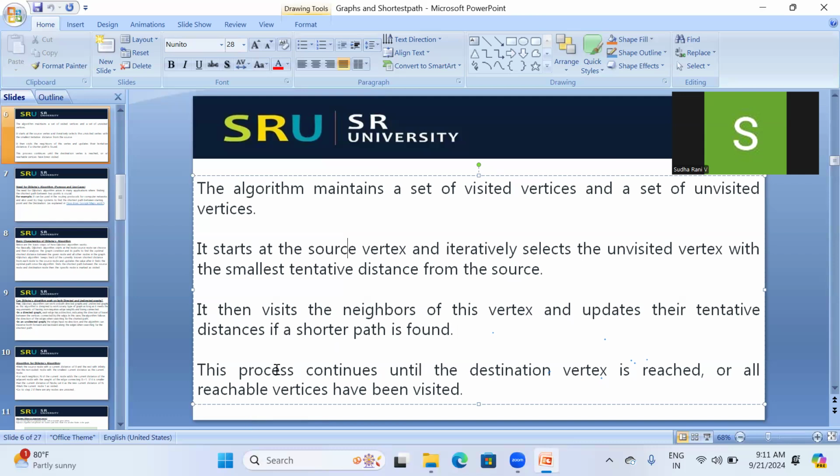So this traversing process continues until it reaches the destination vertex or all the reachable vertices have been visited. One condition is either the destination vertex is reached or all the vertices have been visited. So until one of these two conditions is met, the traversing has to continue.